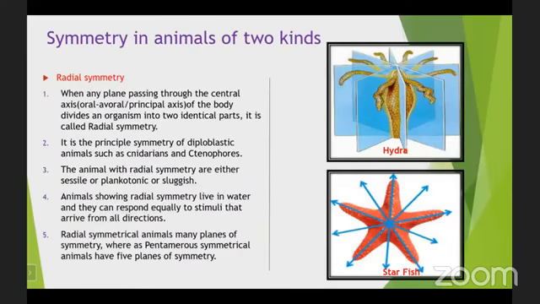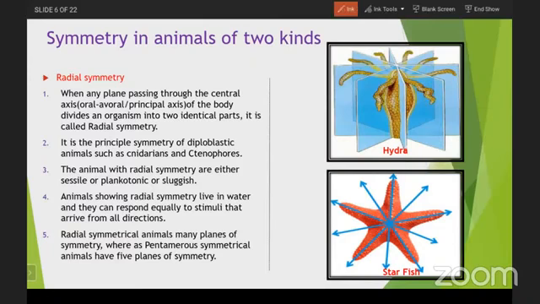Symmetry in animals is of two kinds. Based upon the features of symmetry, we group the animals into radial symmetrical animals and bilateral symmetrical animals. Let us first come to know radial symmetry. First of all, we should know its definition. When any plane passing through the central axis of the body divides an organism into two identical parts, it is called radial symmetry. That means we just discussed it. Here you are observing the hydra.